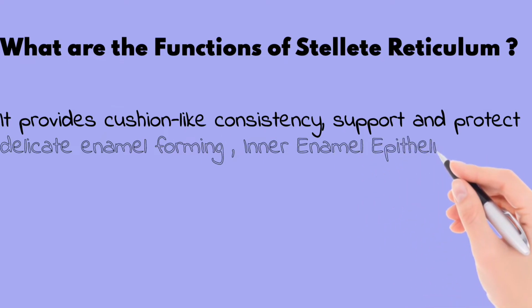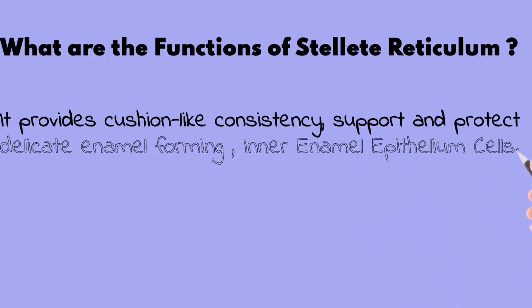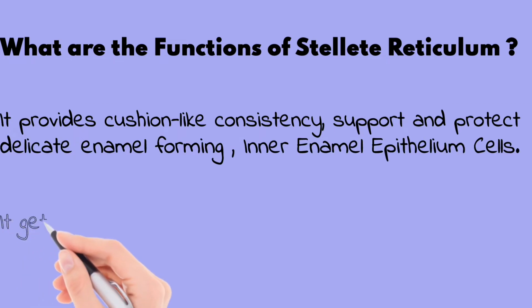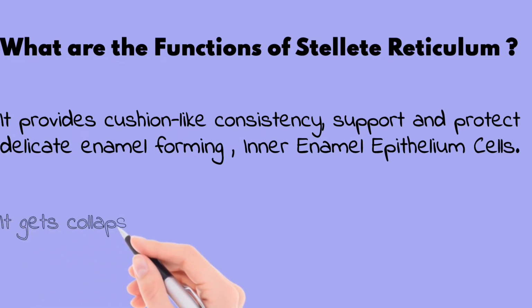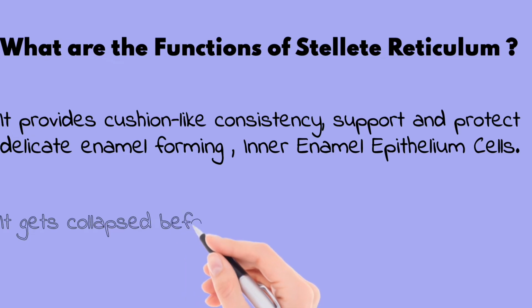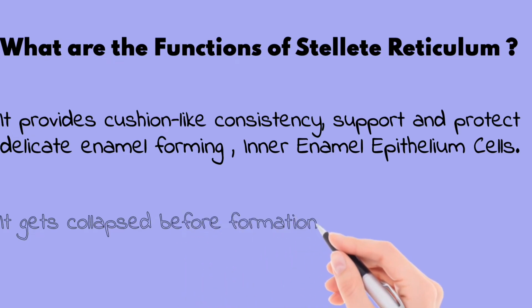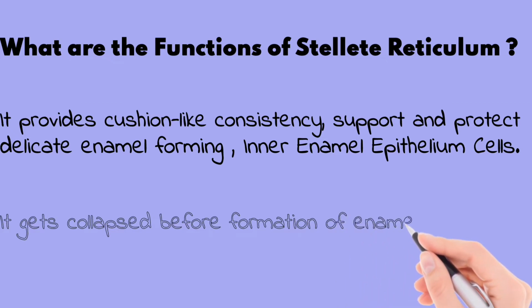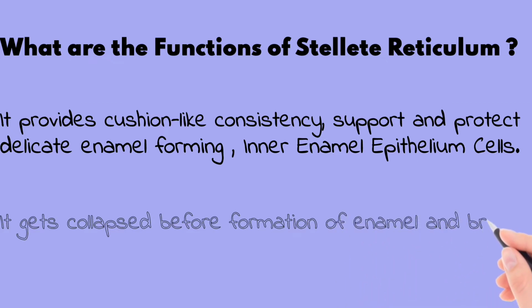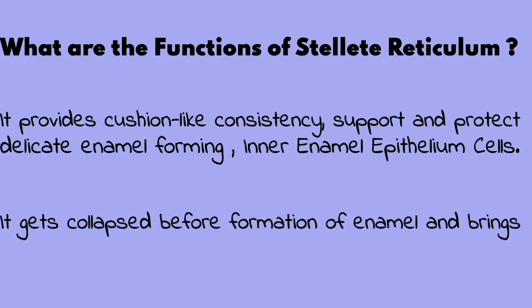Next, we have the second function. These stellate reticulum cells get collapsed before the formation of enamel, and so these cells help in bringing the capillaries in the dental sac close to the inner enamel epithelium, which provides the nutrition. So the next function is that it collapses, which helps in providing nutrition to the enamel forming cells.